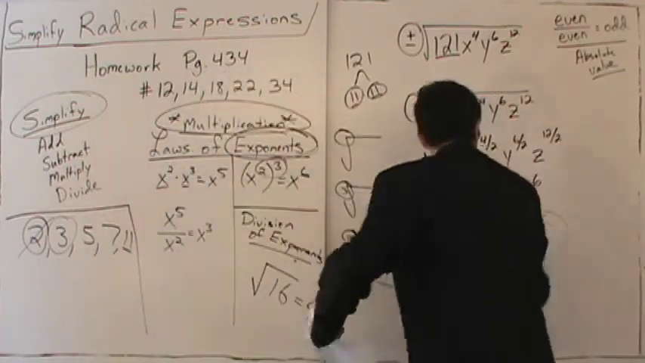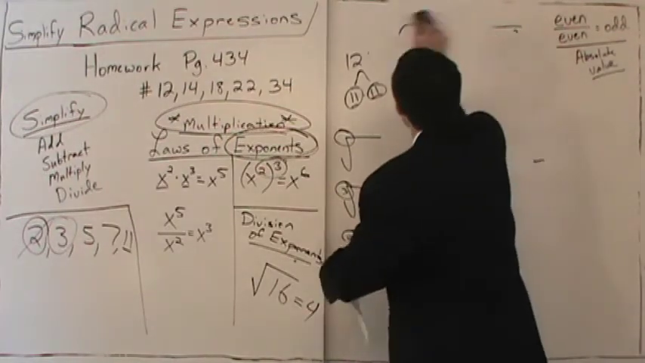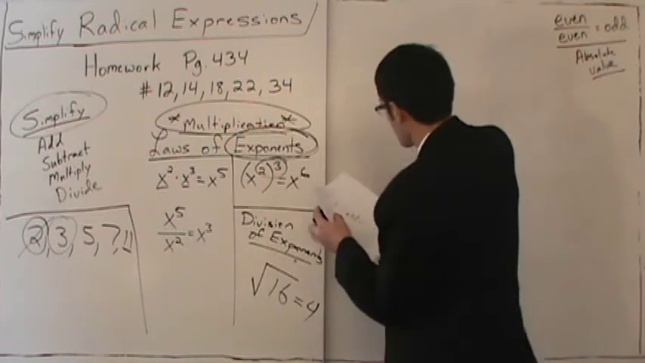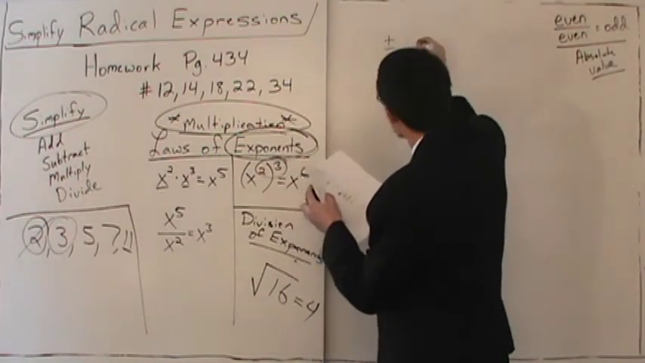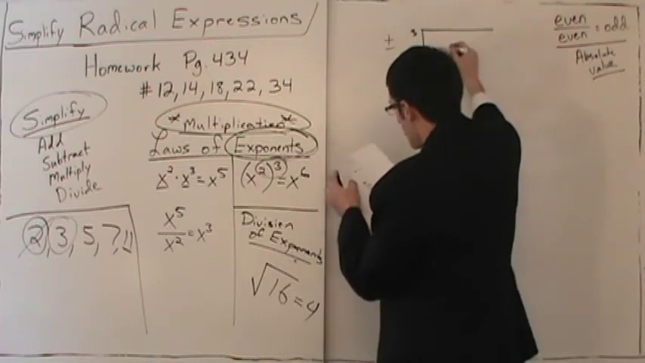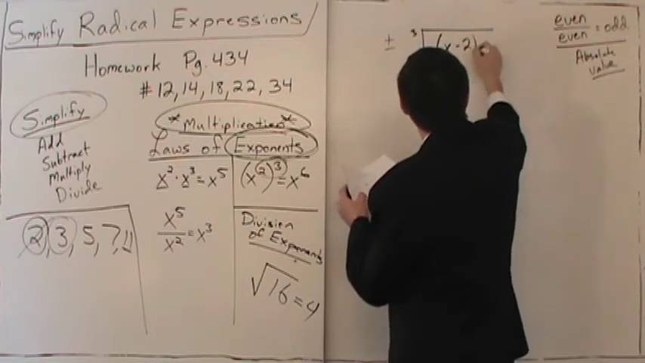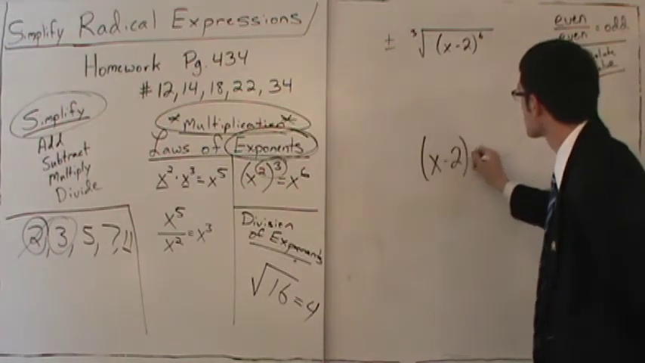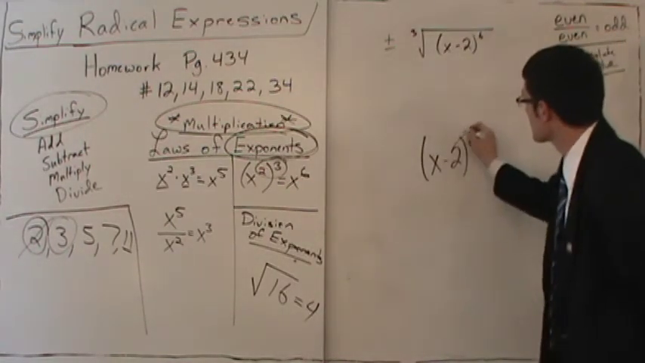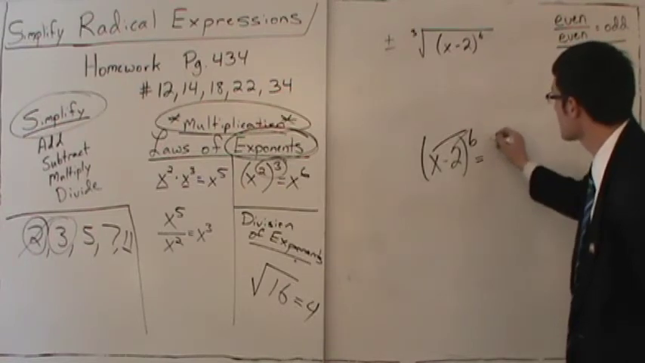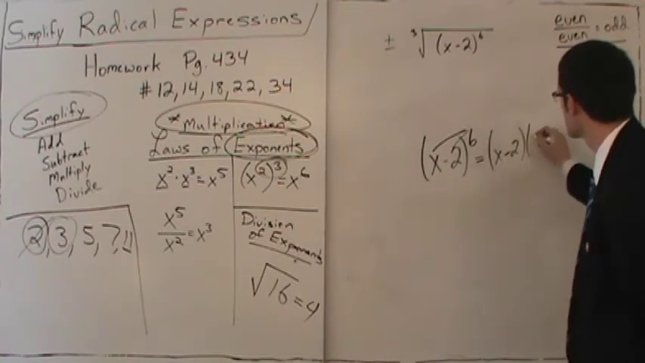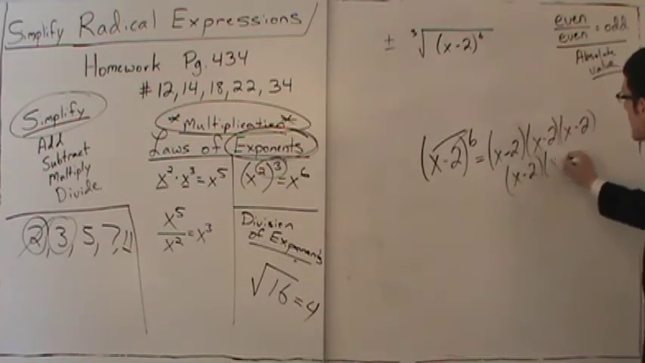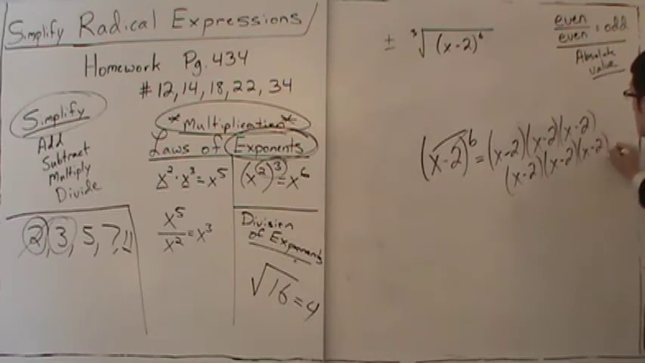Now let's look at the next example. So looking at plus or minus, remember this just sits out front, the cubed root of quantity x minus 2 to the 6th power. Now students, reminding you, quantity x minus 2 to the 6th power. Okay, does the exponent distribute over addition? No. We write this how many times? We write this 6 times. X minus 2 times x minus 2 times x minus 2 times what? X minus 2. X minus 2. X minus 2. Okay, this is a monster problem.